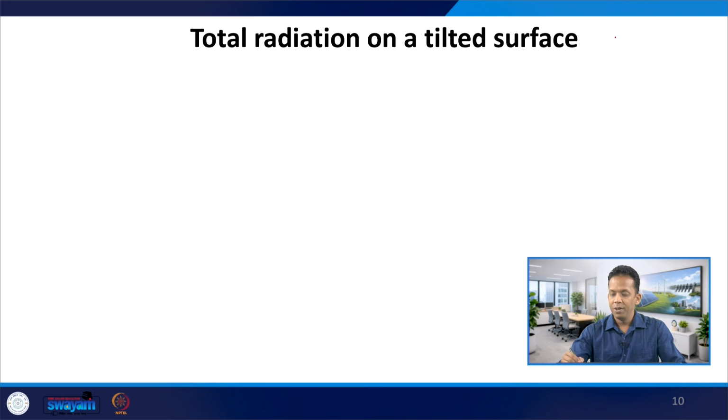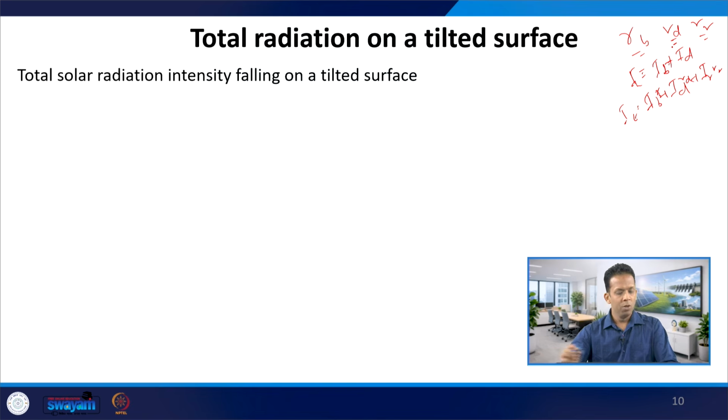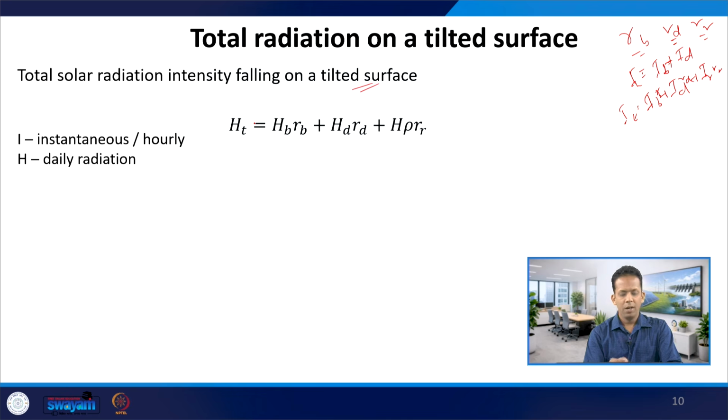Now, since we have calculated RB, RD, RR, all three formulas: for horizontal radiation, it is IB plus ID, and for a tilted surface, it will be IB plus ID plus IR, but then you multiply by the tilt factors of all three. So, this is the total radiation intensity falling on a tilted surface.